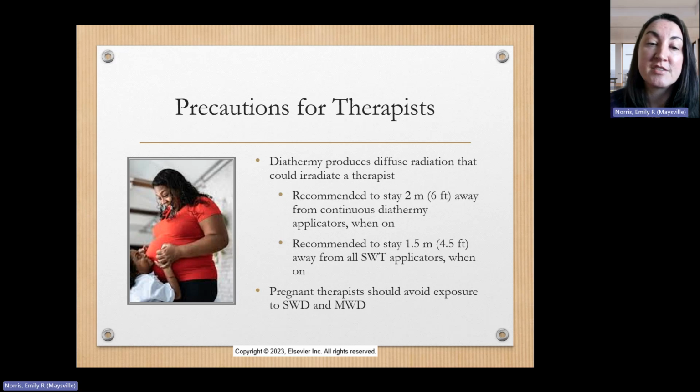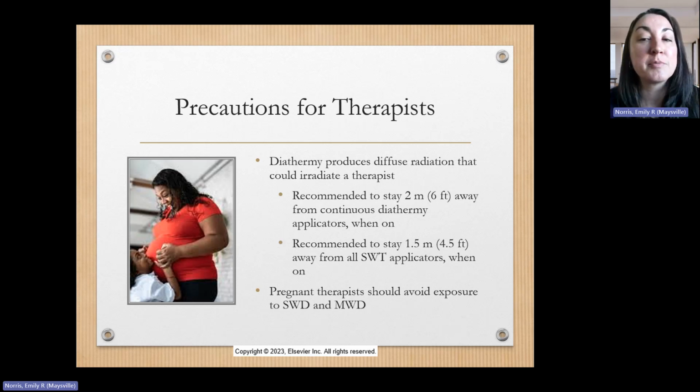For the therapist, there's actually precautions. So this is a new thing. We didn't have this with heat or ice or ultrasound. But for diathermy, if you're using diathermy with a patient, it does have some radiation and irradiation that could go to bystanders. Okay, so you would want to use it like in a closed treatment space. You wouldn't want to use it in an open treatment environment with other patients walking around.